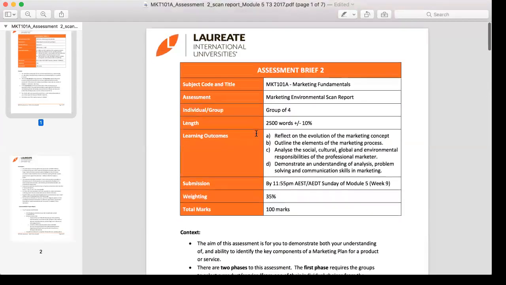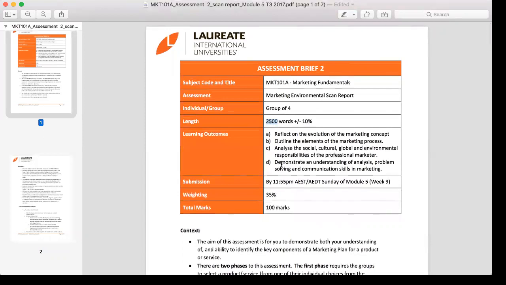Number of words: 2,500 words, plus or minus 10%. So if you write 2,750, excluding the table of contents, the title page, and the reference list, you'll be fine, okay?